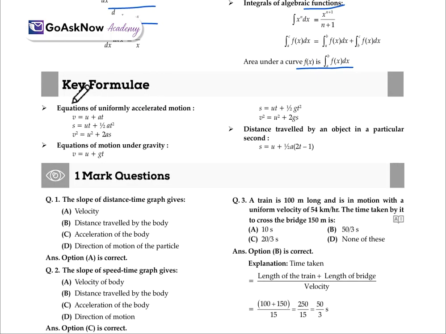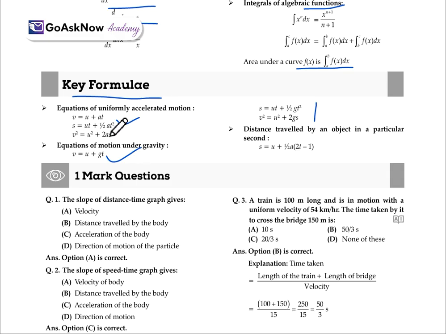Key formulas for the equations of uniformly accelerated motion: v = u + at. We know these equations. s = ut + ½at², v² = u² + 2as. Equation of motion under gravity, which is v = u + gt. This will be about motion under gravity, okay?